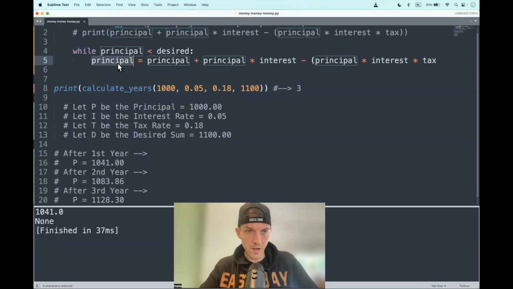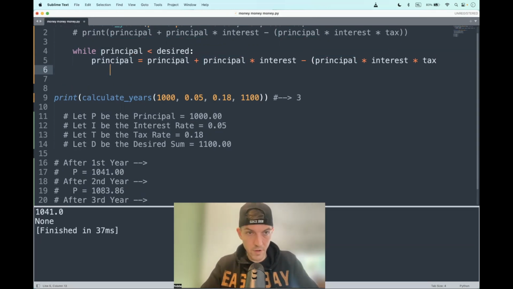And it basically means if we start iterating, the principal is 1,000, but after the first iteration, it will be 1,041 on the left side, but also on the right side. So on the right side, the principal will be 1,041. So after the second year, there will be 1,083 stored in this principal on the left-hand side, but also on the right-hand side if we continue iterating. So we will get till the third year, but then it will stop iterating because the principal is actually higher than the desired sum. Let's print out the principal here.